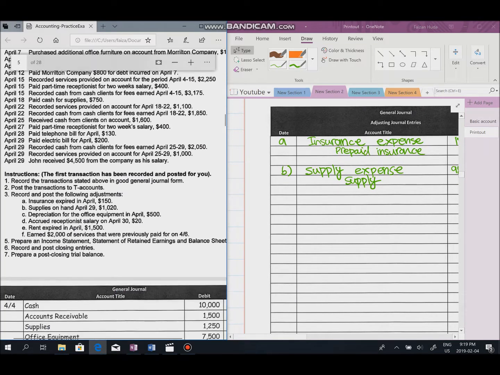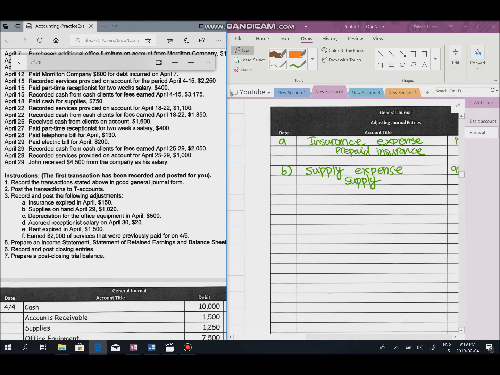Now let's look at adjusting entry C. Depreciation for office equipment in April was $500. In this case we are very lucky. They gave us the amount that it depreciated by. Usually they don't give it to you and you have to calculate it. I don't guarantee you 100% that in a test or exam you won't have to calculate it.